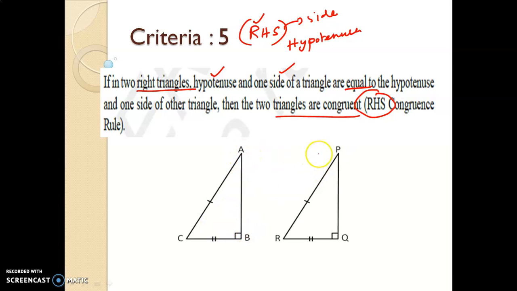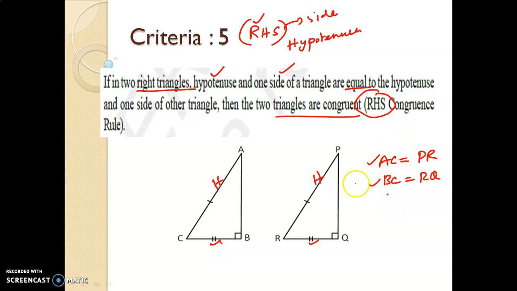That is ABC, here PQR. In both of the triangles, the hypotenuses are the same, because they are single marked here, and out of the two sides, one of the sides is equal. Here also double mark, here also double mark. So the hypotenuse AC equal to PR, and here BC equal to RQ, right? So the hypotenuses are equal and one of the sides is equal, so they are congruent to each other. This comes under the RHS criteria.